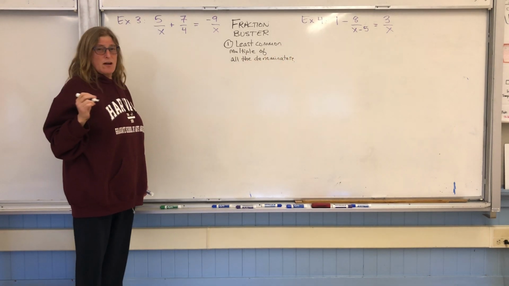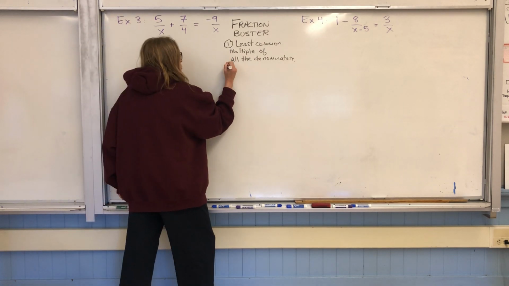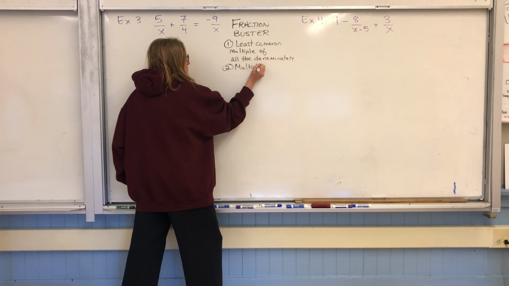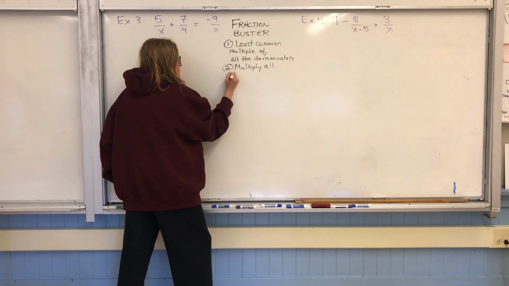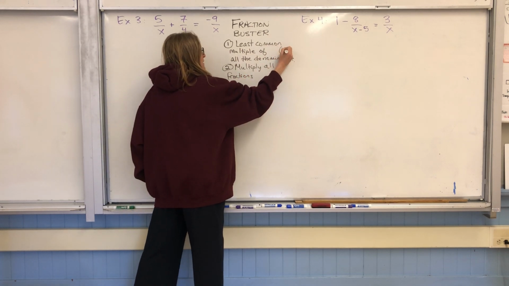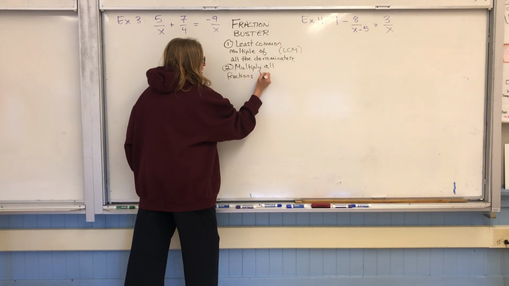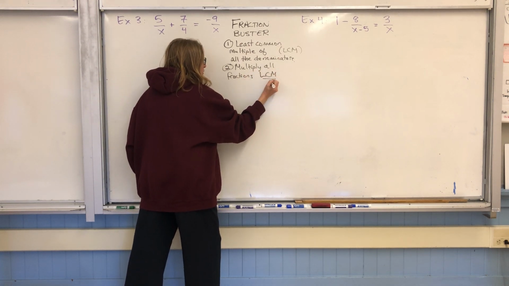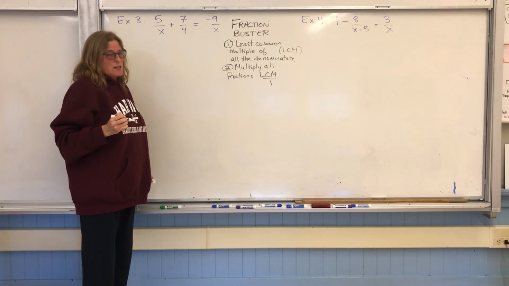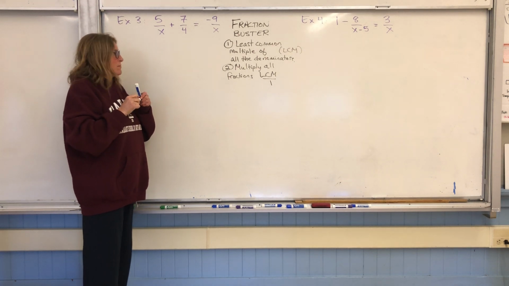Once we find the least common multiple of the denominators, we are then going to multiply every fraction, so let's call this the LCM, we're going to multiply all the fractions by the LCM over 1. Now you may wonder, why is that going to help? That's just going to make it look worse. But I'm going to show you guys why it works.